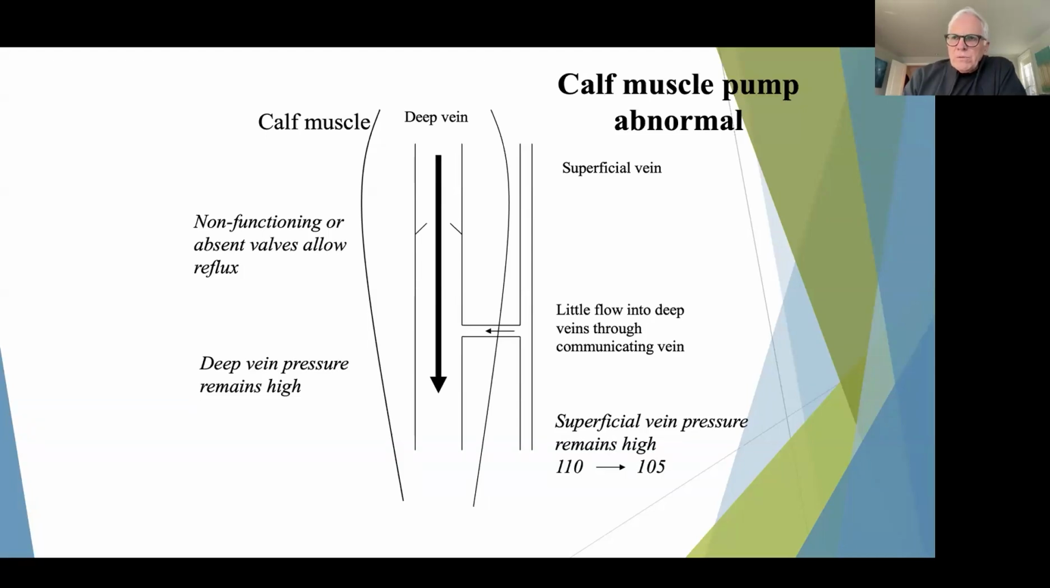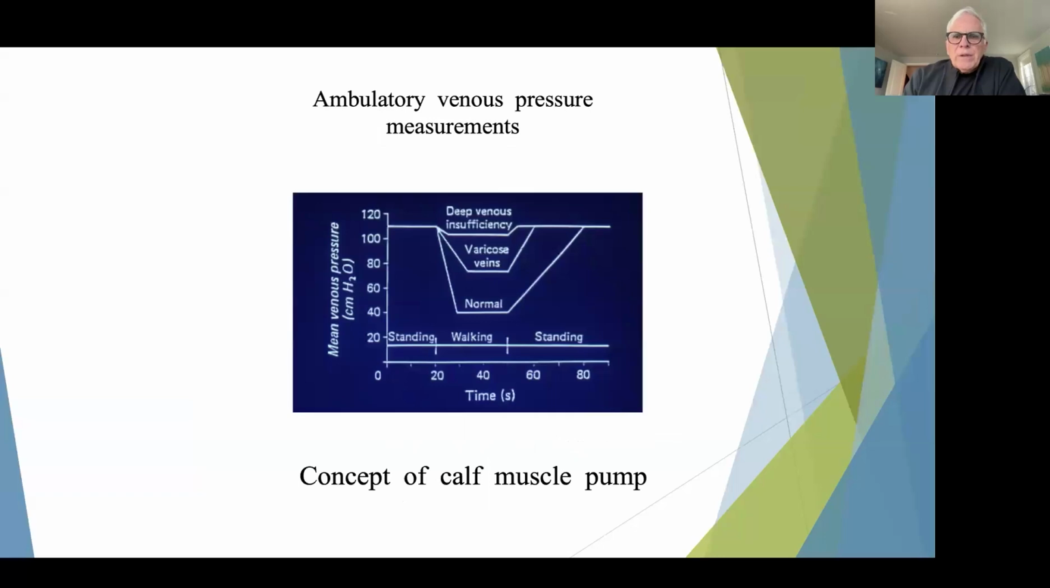Also, you can imagine if the muscles are not working properly, then there is an inability to actually pump the blood out sufficiently and allow the pressure to drop down. And this is what happens in people with venous problems. So normally, if you look at this, this is venous pressure. This is measured in centimeters of water. This is over time. So when they're standing, whether you've got normal veins or whether you've got deep venous insufficiency or varicose veins, the pressure is somewhere around that 110 mark. When you walk or exercise, if you've got normal veins, the pressure drops. If you've got deep venous insufficiency, it doesn't drop as much.